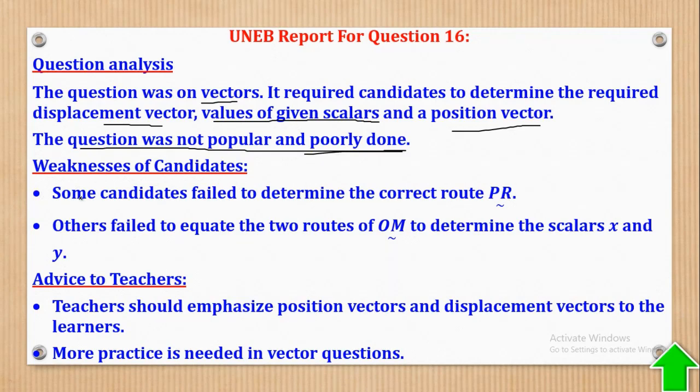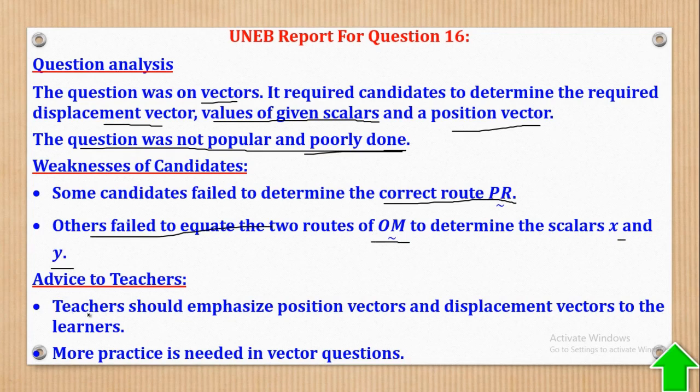So the weakness is that some candidates failed to determine the correct root of PR. Knowing that PR is equal to OR minus OP was the challenge. Most students were saying OP minus OR. Then other candidates failed to equate the two roots of OM to determine the scalars X and Y. There's no way you can get those scalars without equating the two vectors.